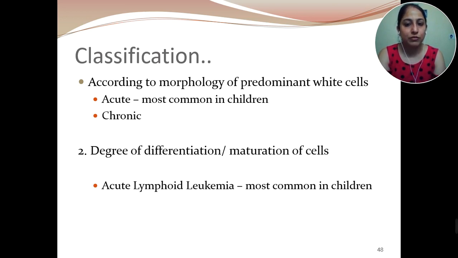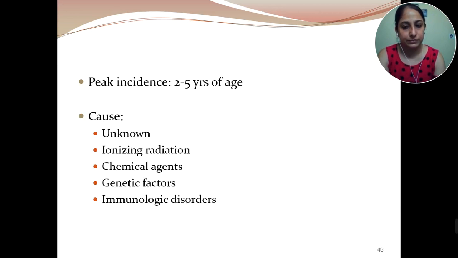So acute lymphoid leukemia, which is more common in children. The peak incidence is 2 to 5 years of age and cause is unknown. Possible factors include ionizing radiations, chemical agents, genetic factors and immunologic disorders.